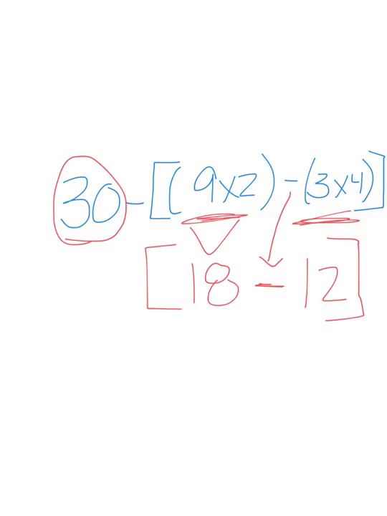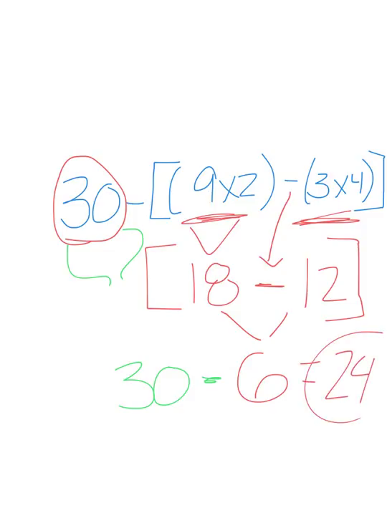So what is 18 minus 12? Well, we know that 18 minus 12 is 6. Now I can bring down this part here, my 30, and my subtraction sign. So now what is 30 minus 6? And that is 24. So that would be our final answer.